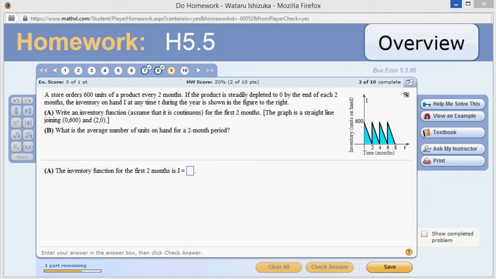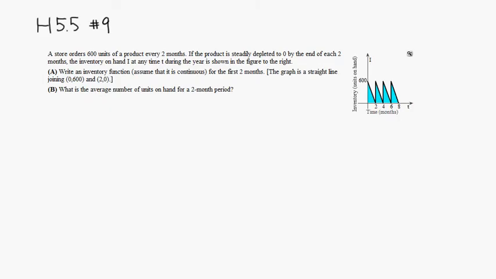Alright, so let's do that. For the first 2 months, that means you're only looking at this part right here. So that's just going to be a straight line, and the y-intercept is 600. What's the slope?